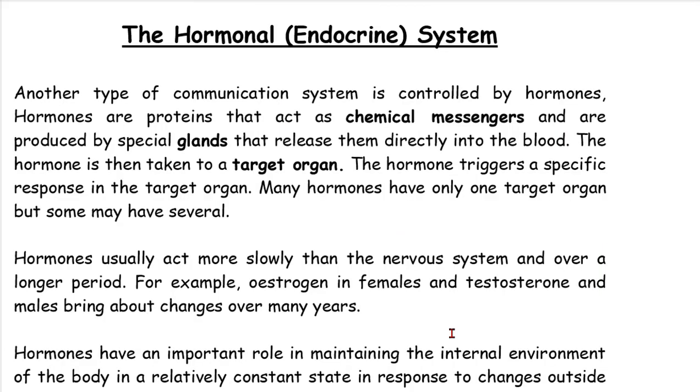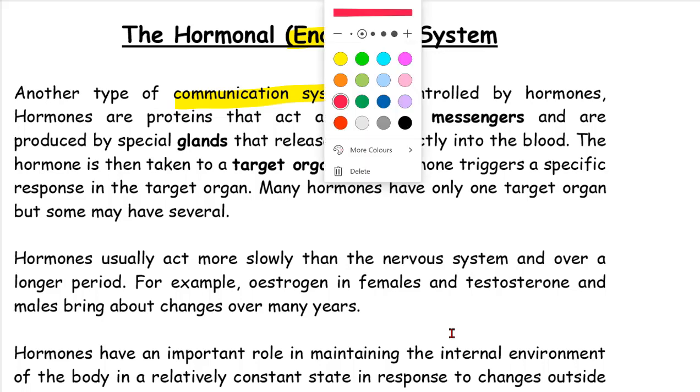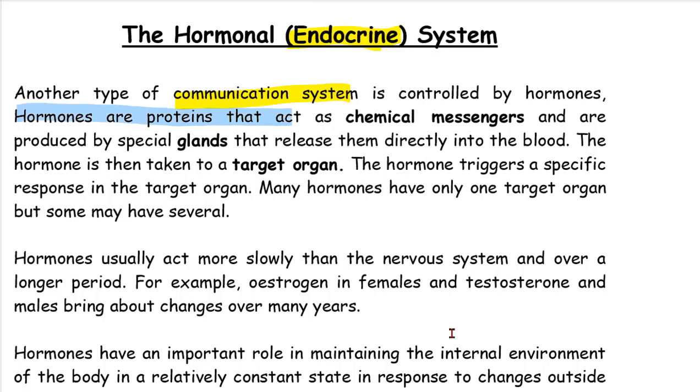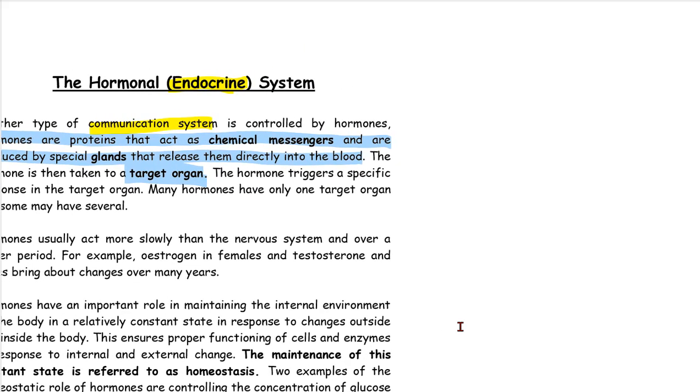So getting into it then, the hormonal system is sometimes known as the endocrine system. It is basically a second communication system in our body. And in this case, hormones will act as chemical messengers. They're proteins and they're produced by glands that release them directly into the blood, and it then travels to the target organ.